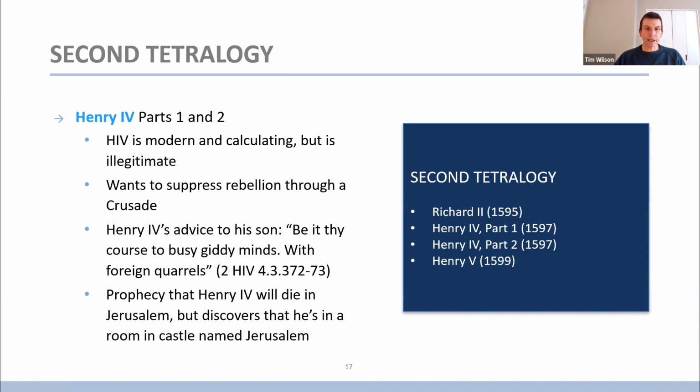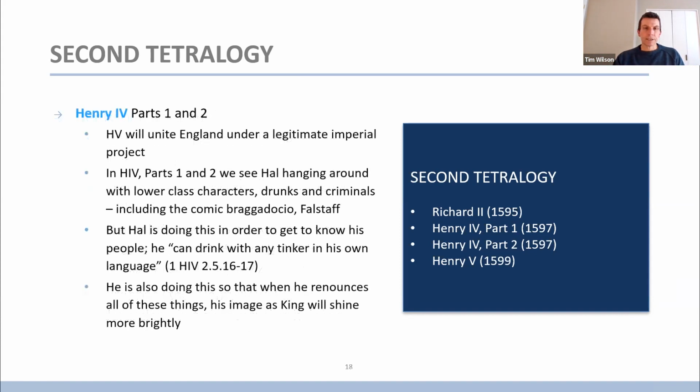There's a prophecy that Henry IV will die in Jerusalem, but he discovers that he's in a room in a castle named Jerusalem. So part of the irony is that he wants to get to Jerusalem to purify himself, but he dies without doing that. Henry V will unite England under a legitimate imperial project.